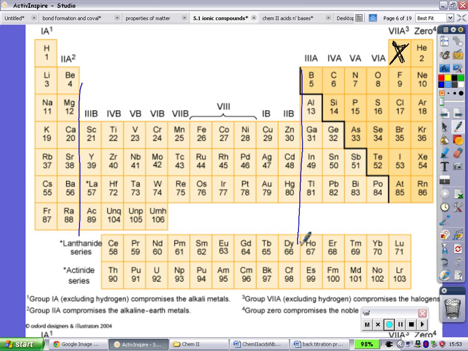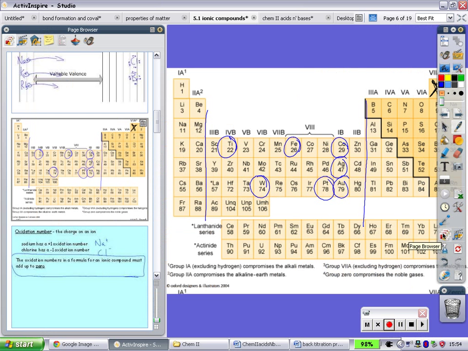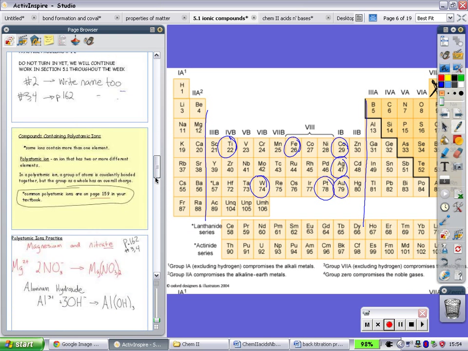Some notable transition metals or transition elements: we got iron, copper, silver, gold, platinum, tungsten, that is in light bulbs, titanium. Quite a few everyday metals are considered to be transition elements. We need to learn how to write formulas of their compounds.